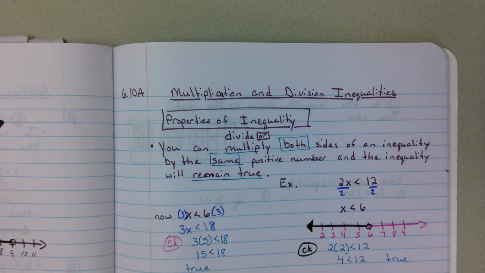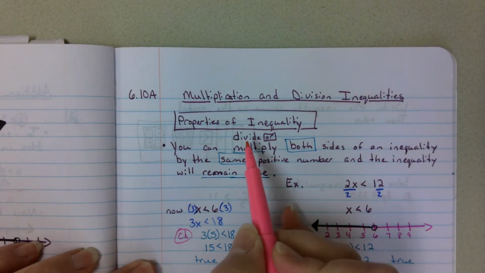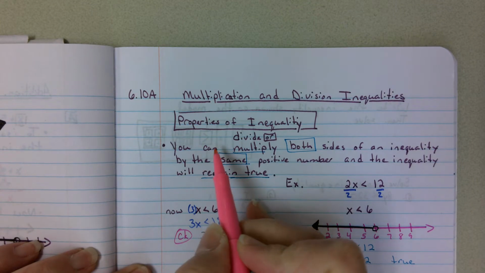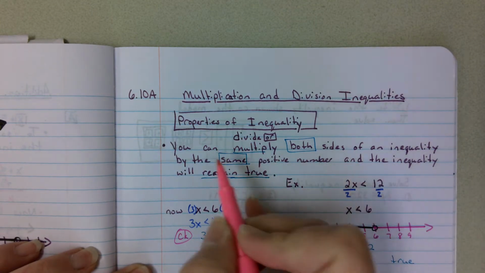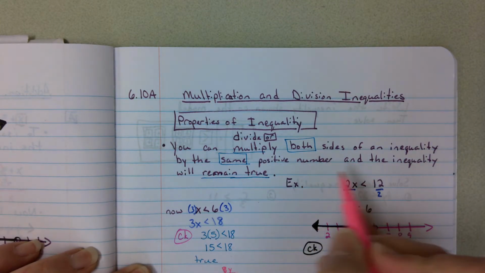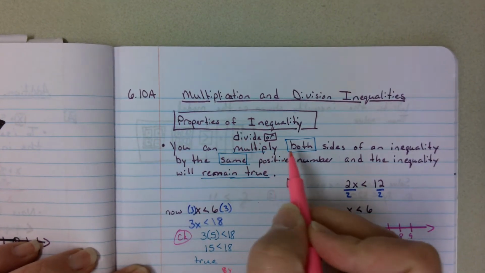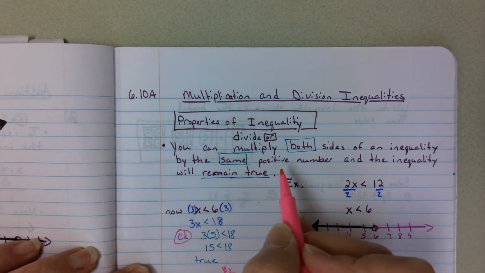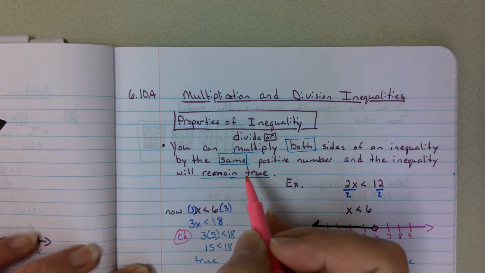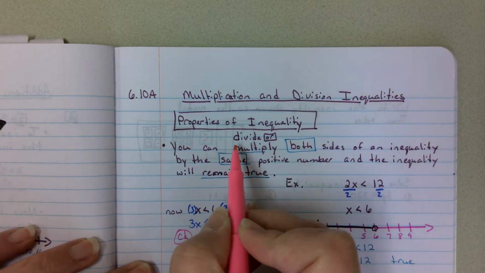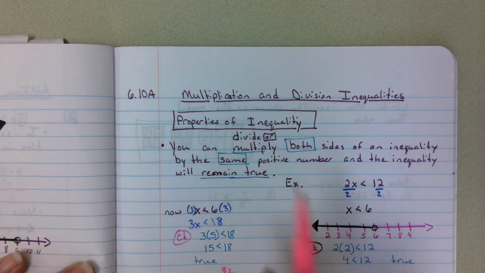We're gonna look at multiplication and division of inequalities today, and you need to know the properties of inequalities as it goes for division and multiplication. You can multiply both sides of an inequality by the same positive number, and the inequality remains true. Also, you can divide both sides of an inequality by the same positive number, and the inequality remains true. So these are two separate properties. One is for multiplication and one is for division.